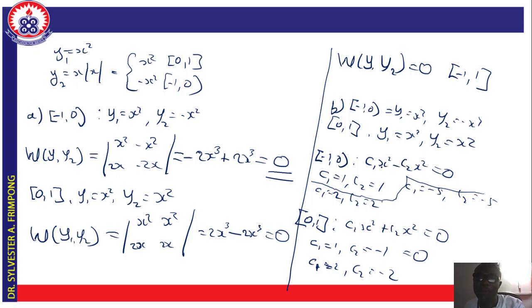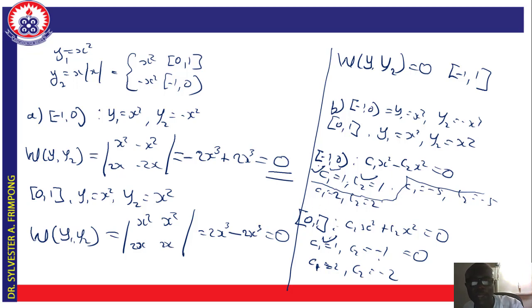But let's pick a comparison here. If you pick this set, when C1 is 1, C2 was 1 in the first interval. But here, when C1 is 1, C2 was -1, which is not possible. Because there's a constant, and the constant should remain constant wherever you go. So you cannot have C1 to be 1 here and C1 to be 1 here, and then C2 is 1 and it's -1 here. So that's impossible.